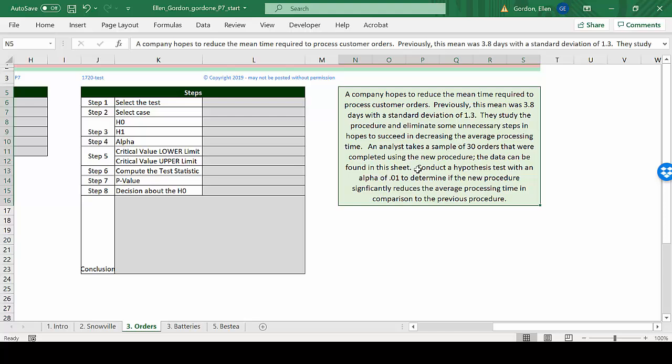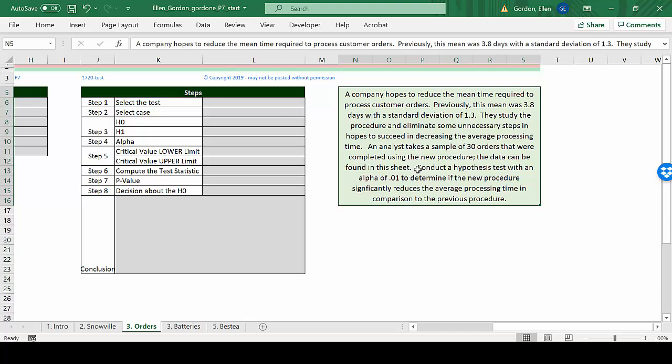In this video, we will go over another example of a one-sample z-test. If you refer to your prep assignment, we can read the research description. A company hopes to reduce the mean time required to process customer orders. Previously, this mean was 3.8 days with a standard deviation of 1.3. They study the procedure and eliminate some unnecessary steps in hopes to succeed in decreasing the average processing time.